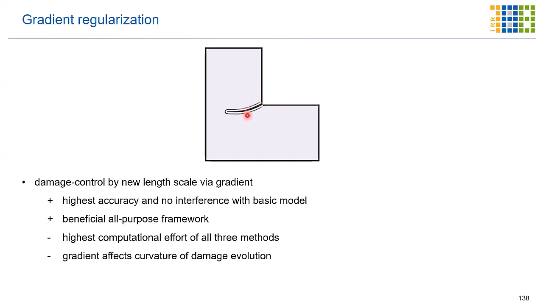It has the highest accuracy here, and also in this example of this L shape, it has negligible or no interference with the basic model. So you're not changing or adapting the mesh here. You can change to another mesh. You don't introduce viscosity that's unphysical. It's probably the most beneficial all-purpose framework. It comes at the cost of higher computational effort, so it's more costly in these terms, and you can have an interaction with the curvature of that damage evolution, but that's what I would assume in these problems is still negligible compared to the interference that the viscous regularization had, for example.